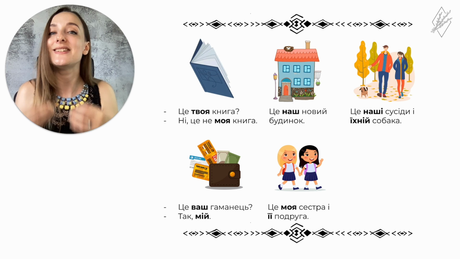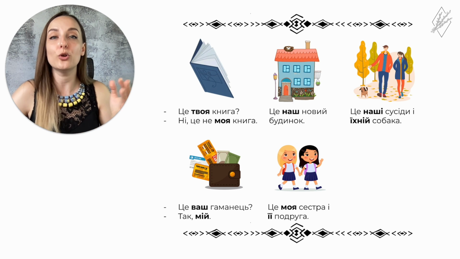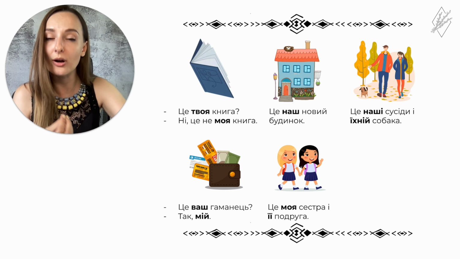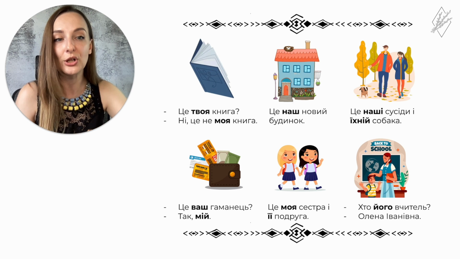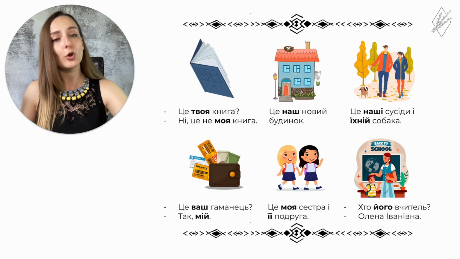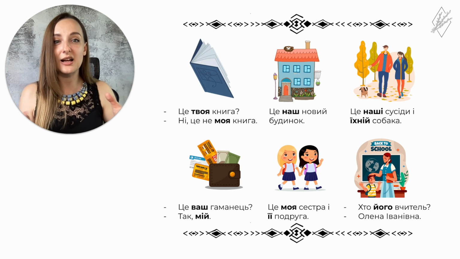We remember that її doesn't change, right? For any object it will be just її. The same as for his, його, which we have in the next example. Хто його вчитель? Олена Іванівна. I hope these examples are clear. If you have any questions, as usual, write me a comment.